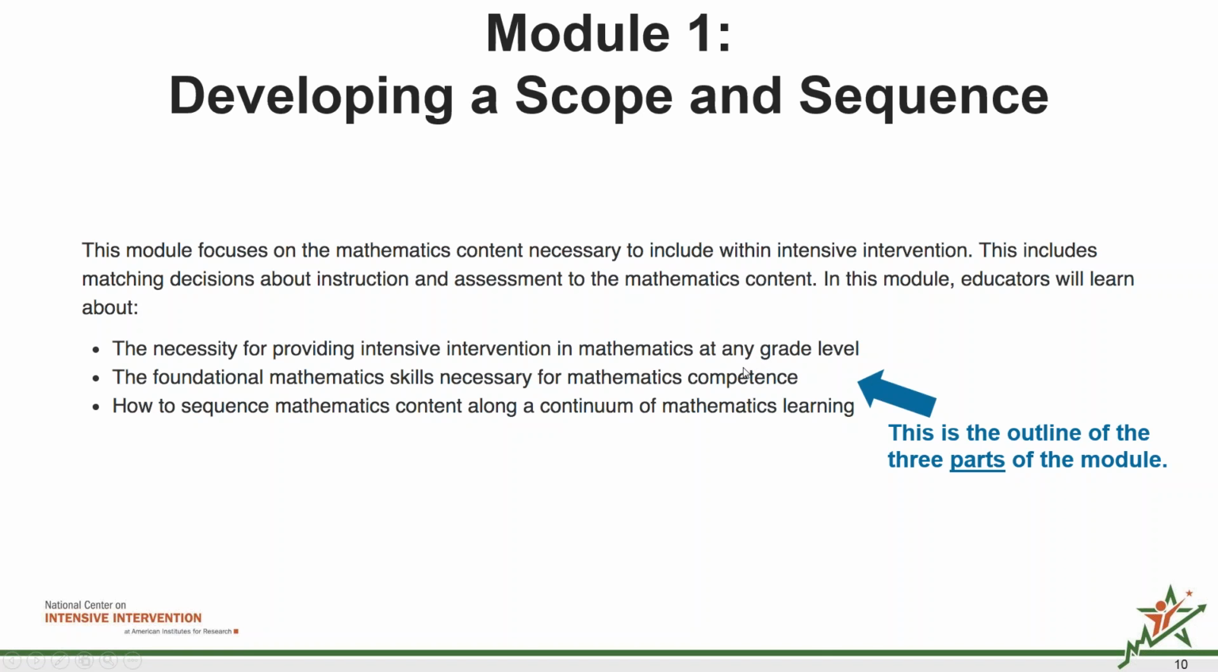As you look at the NCII website for each of these modules, you will always have a brief paragraph that says here's what this module is about. Then there will always be 3 bullet points, and each of those bullet points addresses each of the parts of the module. There are 3 parts to every module. For Module 1, the first part is about the necessity for providing intensive intervention. The second part is what are the foundational math skills necessary for math competence. And the third part is sequencing the math content for students in intensive intervention. Next slide.